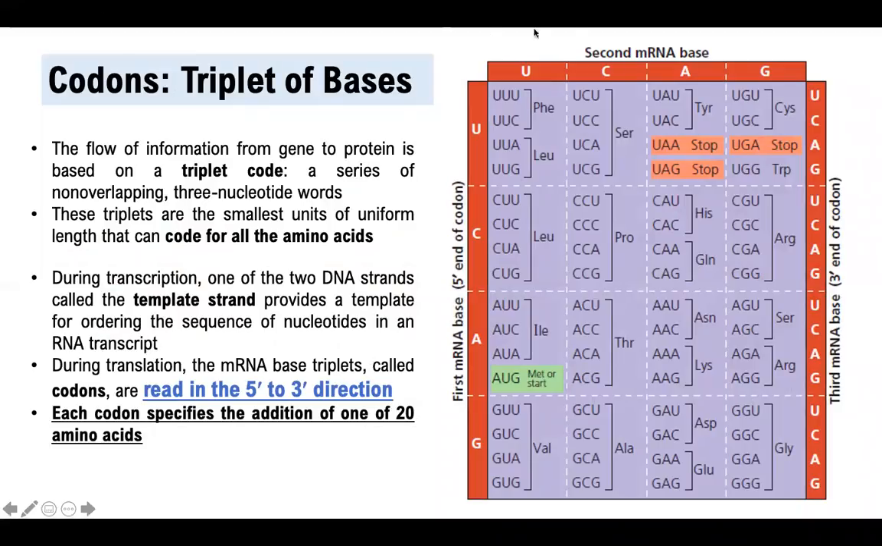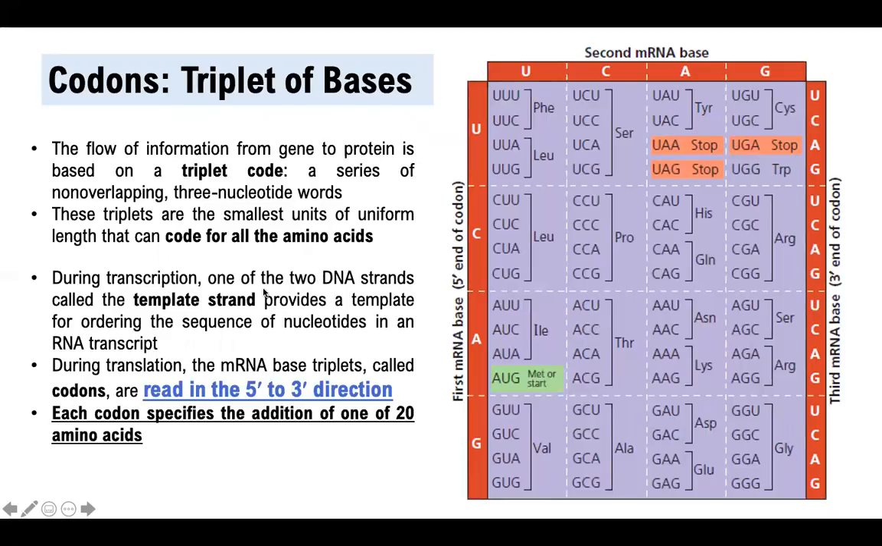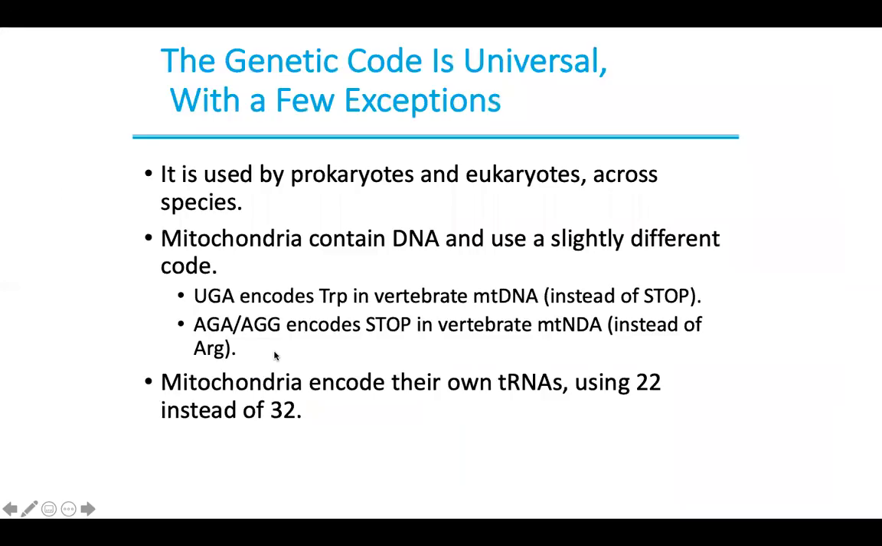During transcription, one of the two DNA strands, called the template strand, provides a template for ordering the sequence of nucleotides in the RNA transcript. During translation, the mRNA-based triplets, called codons, are read in the 5' to 3' direction. And each codon specifies the addition of one of the 20 amino acids. So when you hear the word codon, it refers to the triplet of bases found in the mRNA.